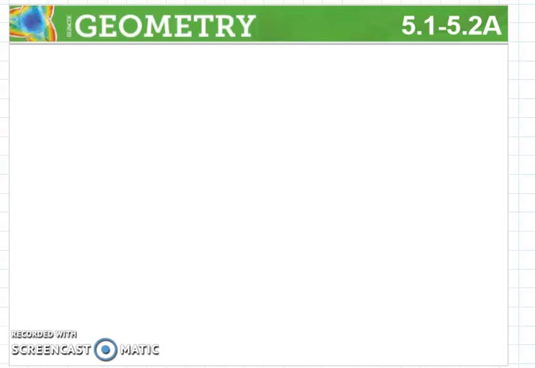All right, new lesson 5.1 to 5.2a. This one is all about perpendicular bisectors, medians, concurrent lines, all these great words. So don't let the blank screen fool you.